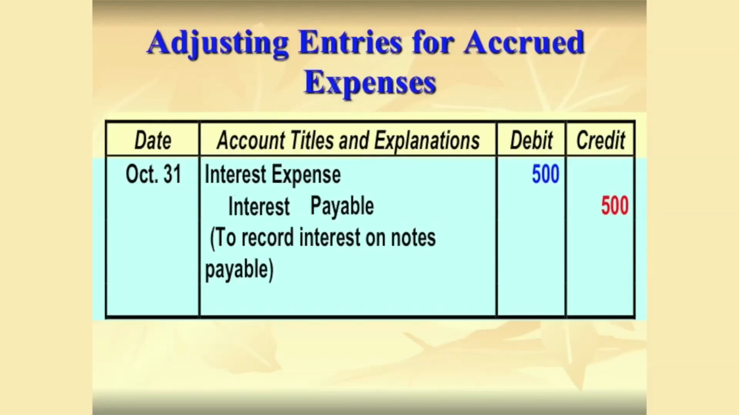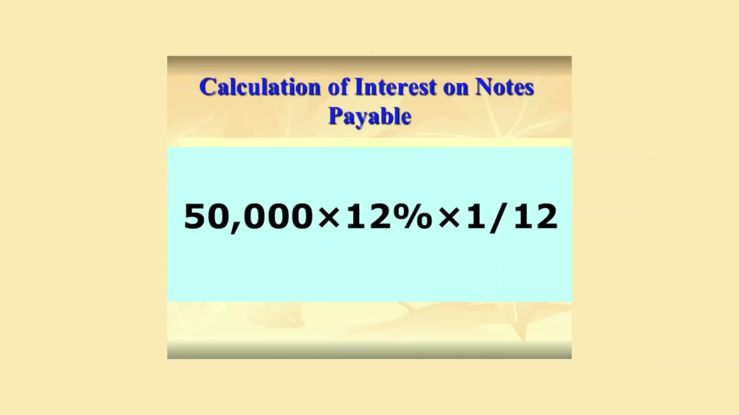Suppose Nahid Advertising Agency signed a Taka 50,000 note payable for 3 months, which bears a 12% interest rate. So, Nahid makes the adjusting entry for this transaction: interest expense debit and interest payable credit Taka 500, and this is calculated as Taka 50,000 multiplied by 12% divided by 12, that is, for the interest due for October.